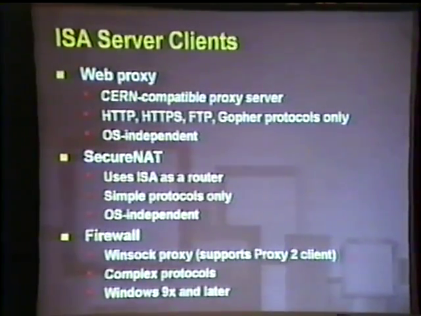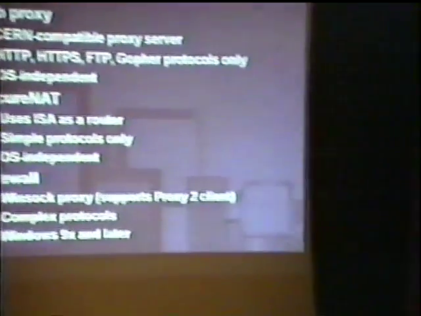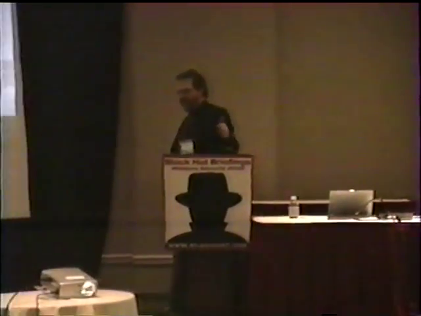Oh, yeah, it matters a lot. That's a good question. The question was, I've got a client on the internal network that accesses the internet via the ISA server. I've configured him with the firewall client, and now I've made him a SNAT or SecureNAT client. What's the effect of that sort of thing?